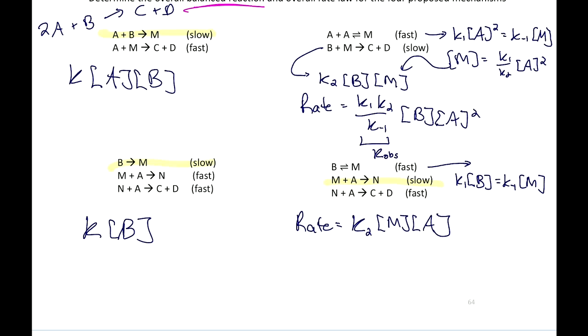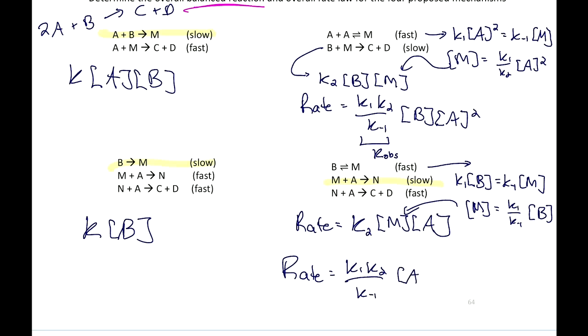Solve for M. So M equals K1 over K negative 1 B. All right, plug that guy in, and we see that the overall rate is equal to K1, K2 over K negative 1, which again, you would just observe as just 1K when you do this experiment, times A times B.